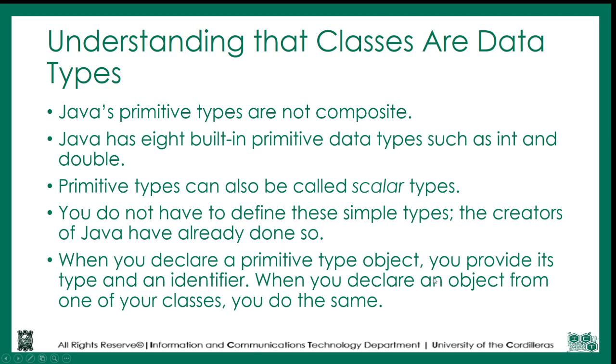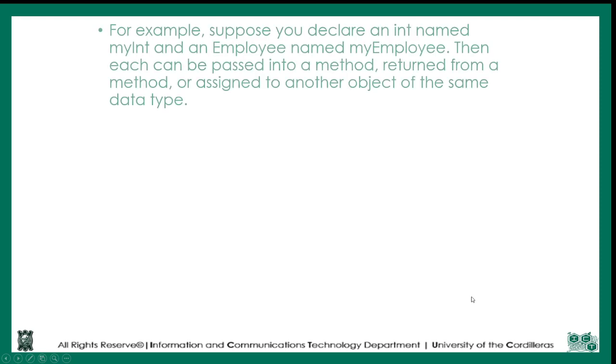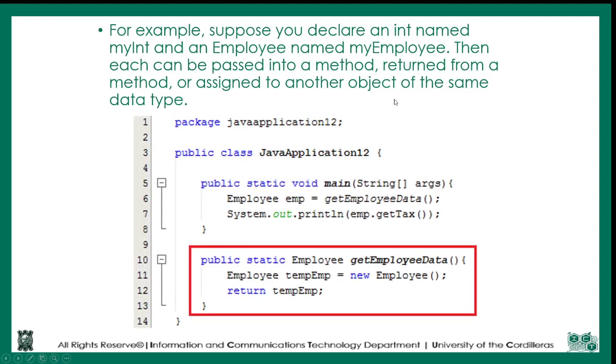So when you declare a primitive data type object, you provide its type and an identifier. When you declare an object from one of your classes, you do the same. For example, you declare an integer named myInt and an employee named myEmployee, then each can be passed into a method, returned from a method, or assigned to another object of the same data type.